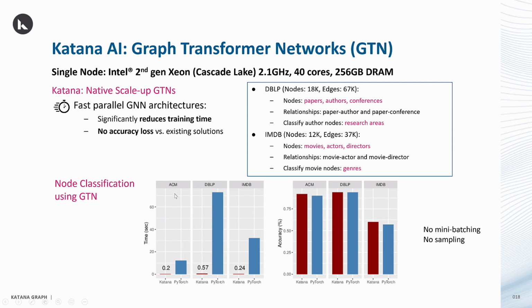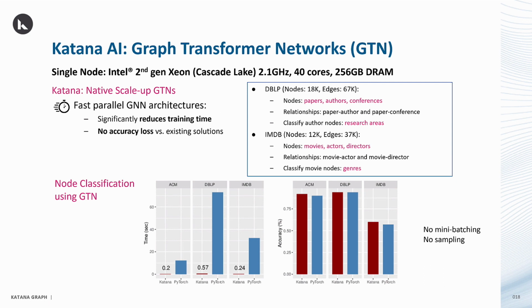Here I'm showing you results for three different data sets. ACM is another DBLP-like data set, but it's slightly smaller. The blue bar is PyTorch, which is the existing solution. If you notice, we are two orders of magnitude faster than PyTorch. This is due to various innovations in our system, both algorithmic as well as software implementation related advancements. And if you compare the accuracy here, this means that there's 75% accuracy. So accuracy is comparable to or better than existing solutions.